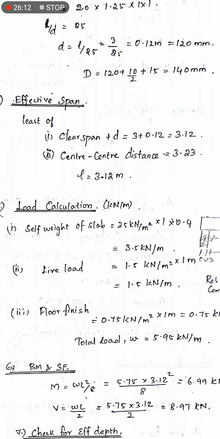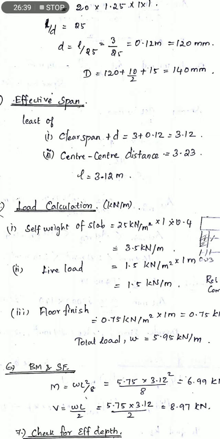Here it is mentioned as 0.04. This is not correct. Actually this is 0.14. Okay, the overall depth is 0.14. And also you have to know about the load, that is, the slab design should be done in 1 meter width.